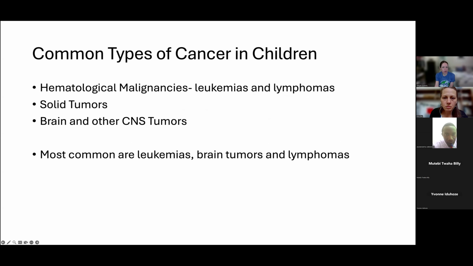So if we think about the common cancers in children, we divide them up, and it's a bit different than adults. The most common types of cancer, you might recall from medical school or nursing college, are hematological malignancies, meaning tumors or malignancies of the blood. So these are leukemias and lymphomas. Then the other types are solid tumors. We have osteosarcomas and Ewing sarcoma being fairly common, and then brain tumors and other tumors of the central nervous system. And like I said, the most common are leukemias, then brain tumors, and then lymphomas in children. So you can see how that's quite different from adults.